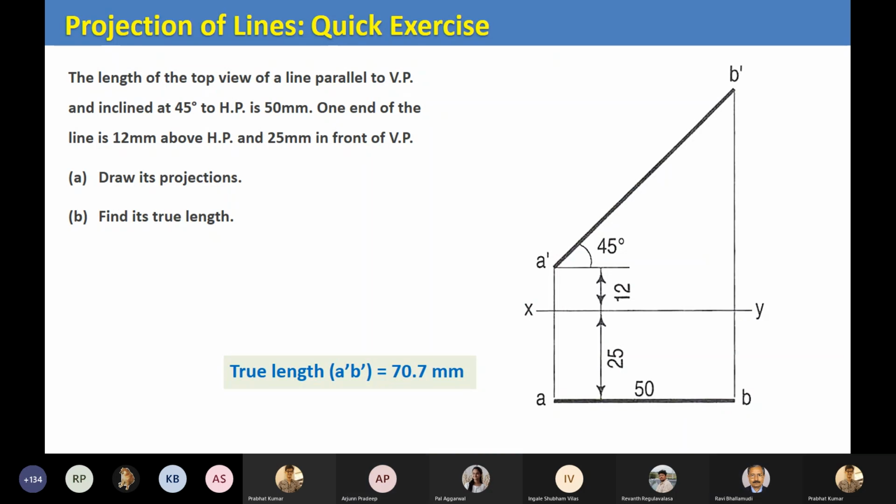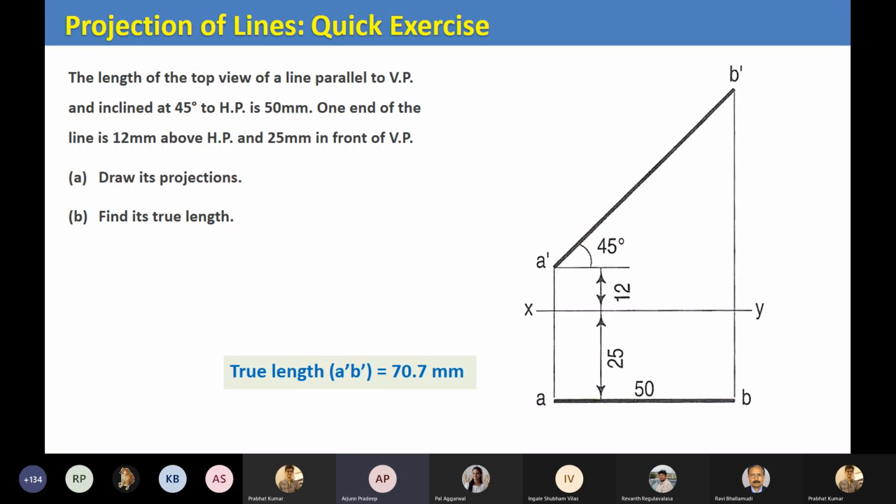Sir, couldn't we take the one end of the line as B dash, like the point B? Then how would we draw? Could you please repeat? In the question, one end of the line, can't we take that as the point B instead of A? You can, but the other end will change accordingly. One end of the line is 12 above HP. We have just written a name, so you can take anything, B, C, whatever you want.